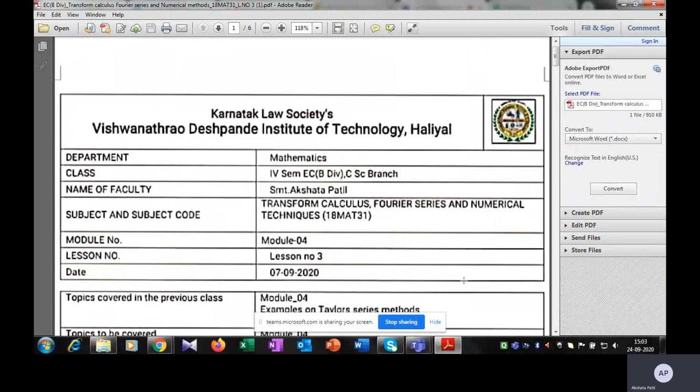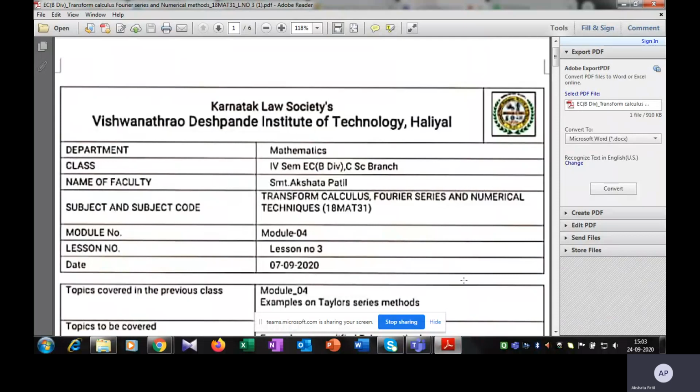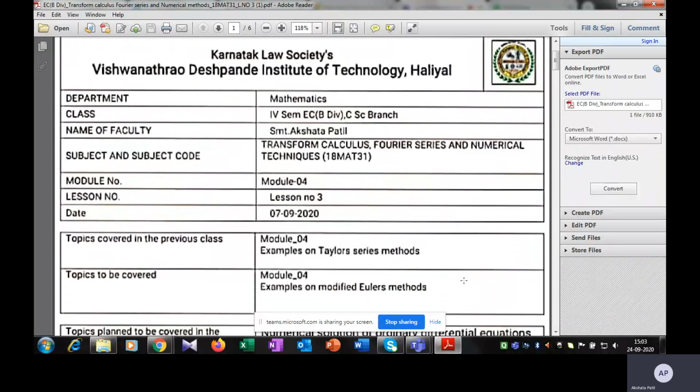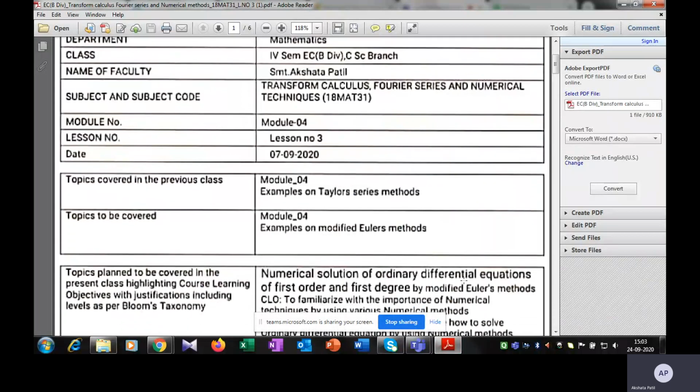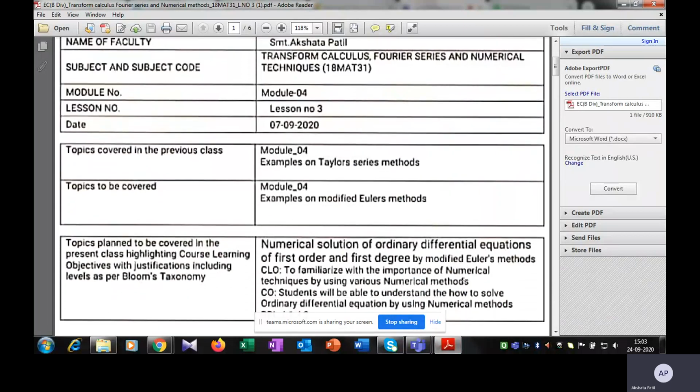Myself, Professor Akshata Patil from the Department of Mathematics, PLS V80 Halia. I am handling third semester ECB and CSC branch. Our subject is Transform Calculus, Fourier series and Numerical Techniques.